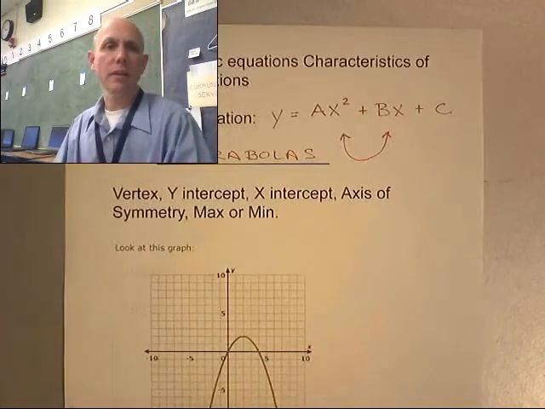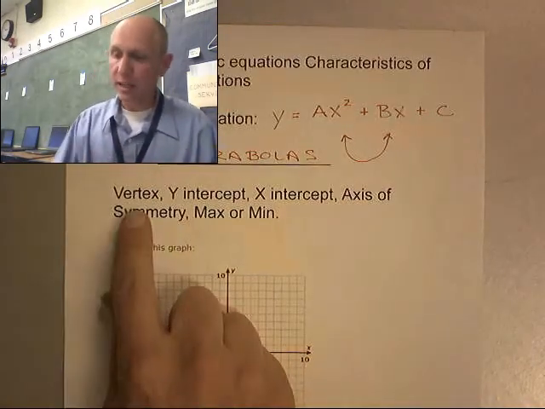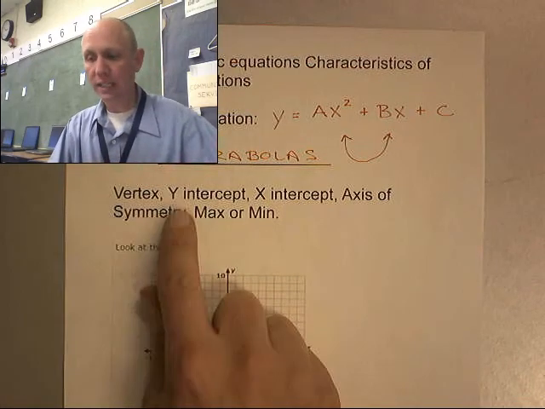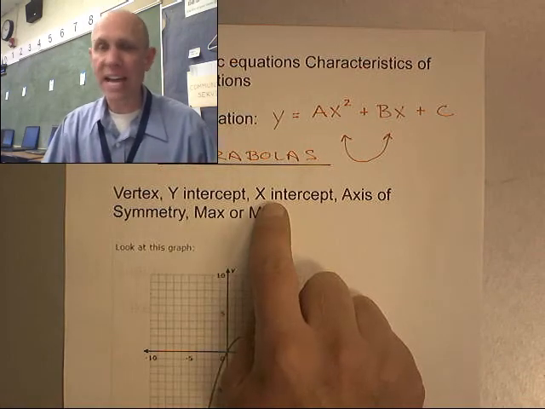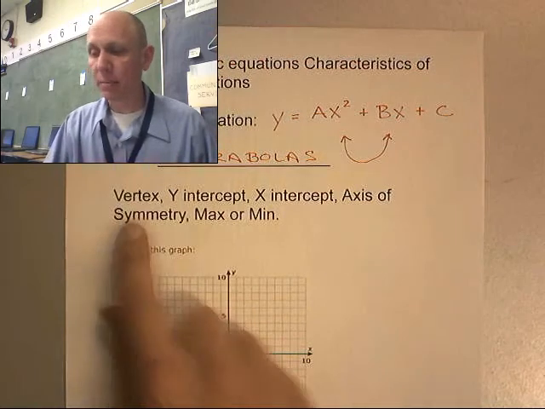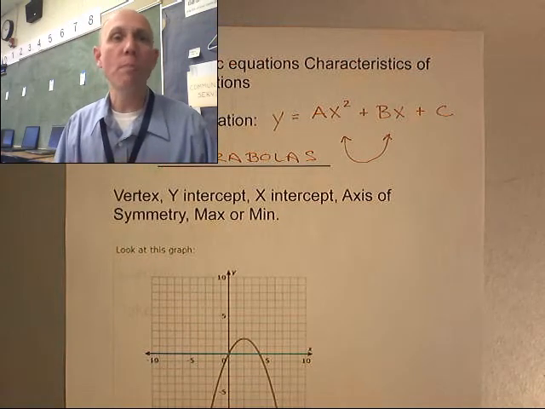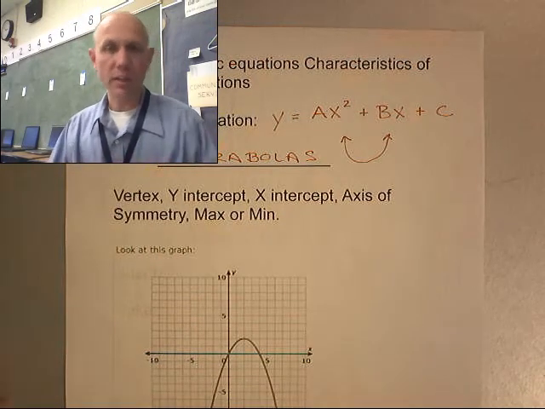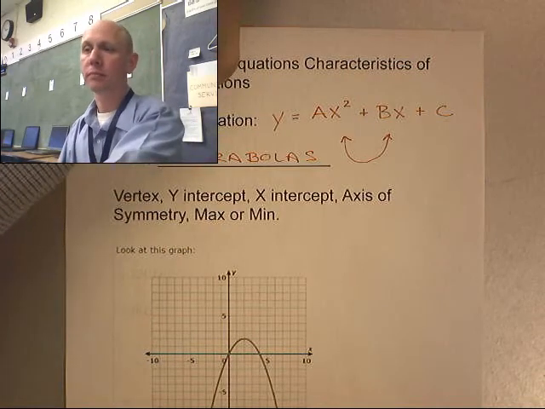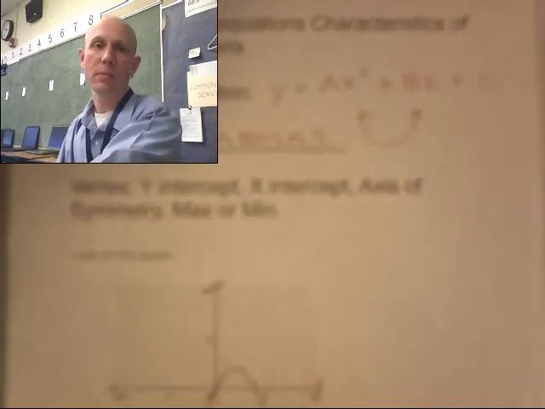And these are the pieces we're going to look at. So we're going to be looking for what's called a vertex, a y-intercept, an x-intercept, axis of symmetry, maximums or minimums. And you're going to learn what all of those look like. Okay, let's zoom in just a little bit.